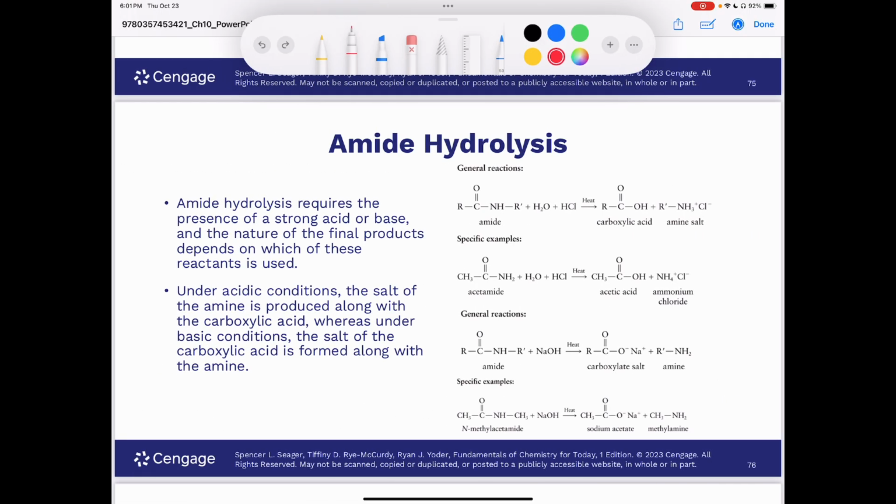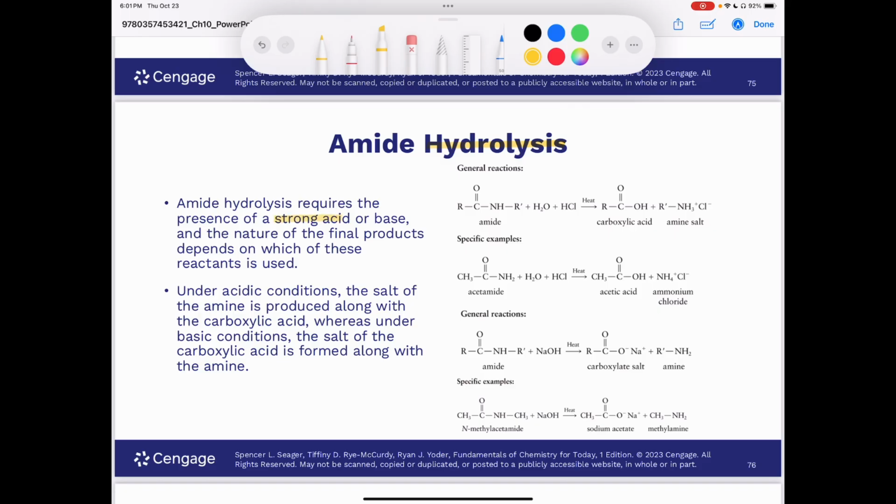Well, we learned how to make an ester and then break it apart, which we call hydrolysis. We learned how to make an amide, so let's talk about how you hydrolyze or break an amide apart. Amide hydrolysis requires the presence of a strong acid or a strong base, and the nature of the final products depends on which one you use.